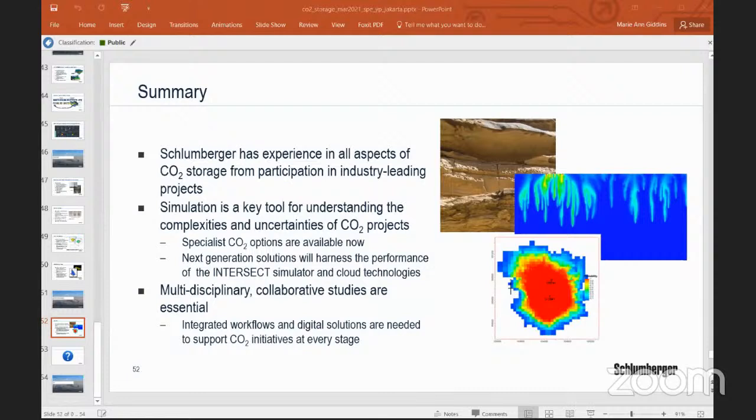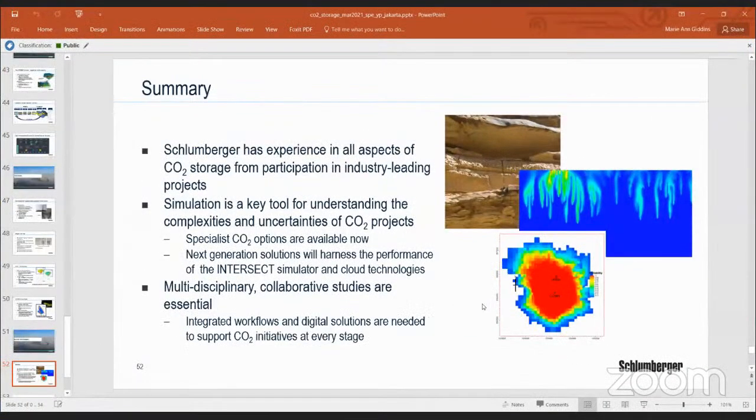There are example of CCS projects, existing CCS projects, and how long have they been stored or injected, and how's the result after several years? This is probably regarding the monitoring, I think.